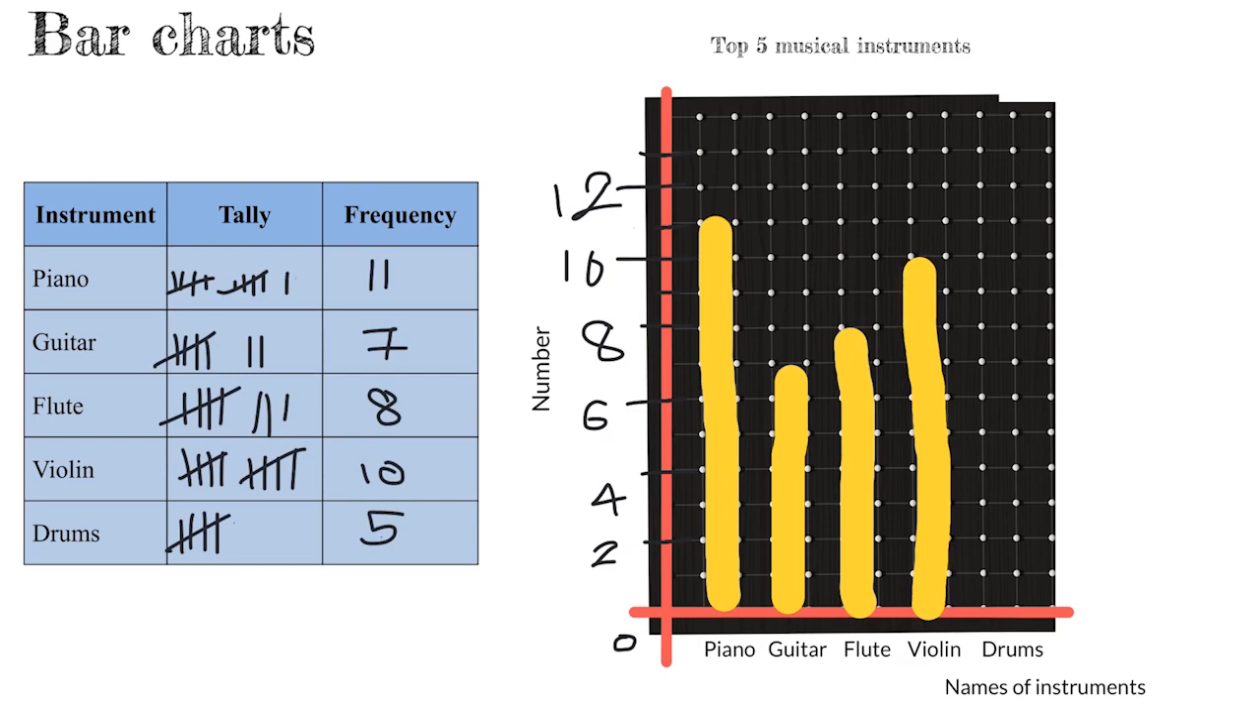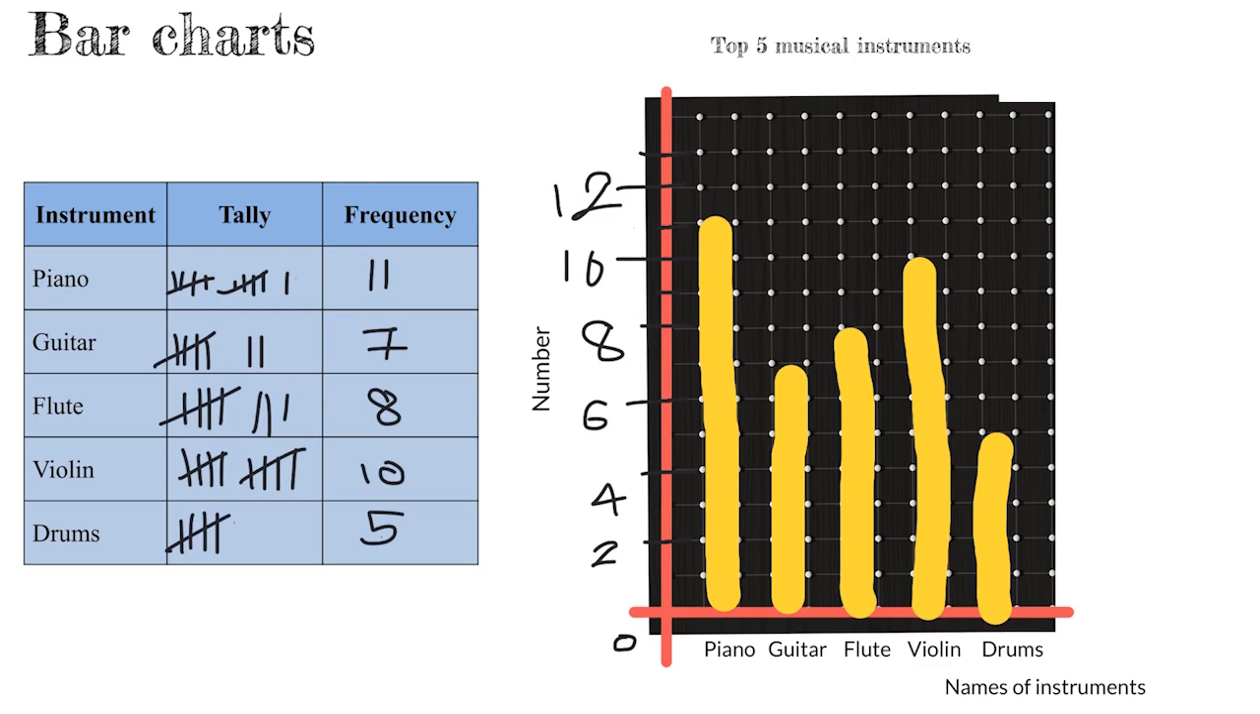Finally, we have 5 people who played drums. Now, again, we have the same problem. As you can see, we don't have number 5 in our vertical line, but number 5 comes after 4, so we have 5 between 4 and 6. Here, let's draw our bar until 5. So, as you can see, we have recorded all our data on a bar chart.